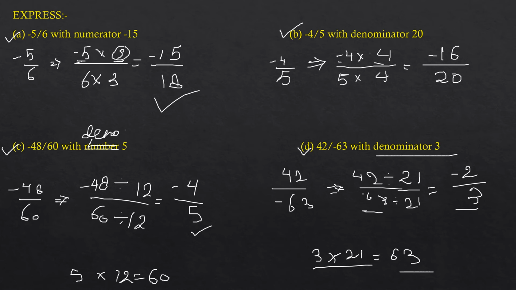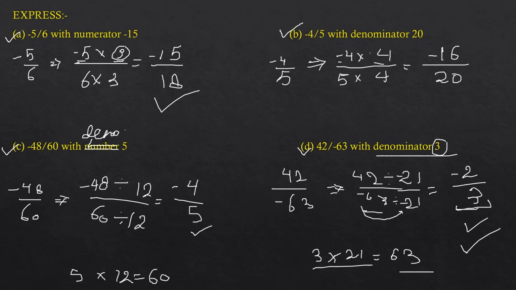Why minus 2? Because we have to get 3 here, so this will be minus 21. Only then will these minus and minus signs cancel out, and we will get the positive 3 here. So this will be minus 21, and we will get the negative 2. So this is how we solve these types of questions.